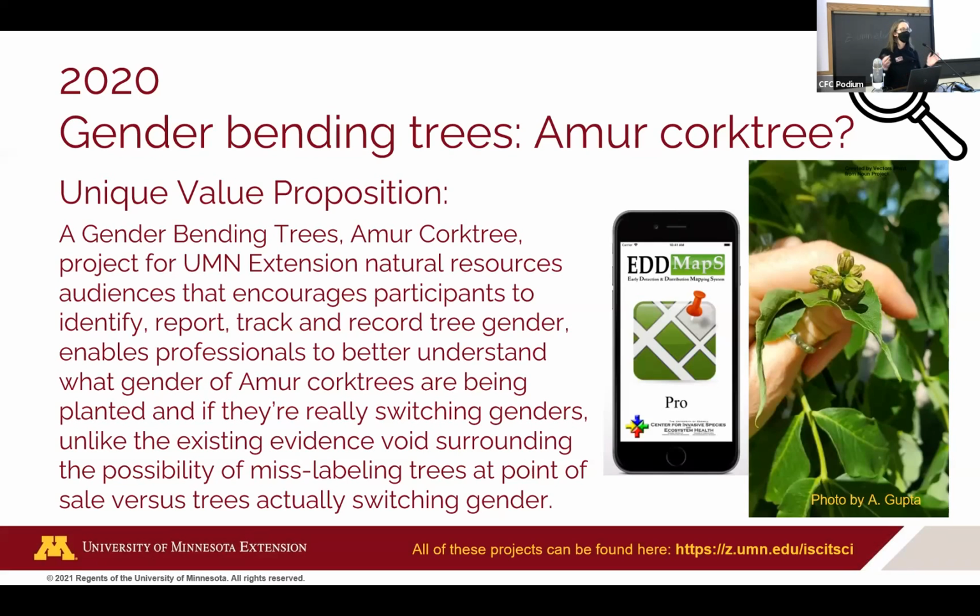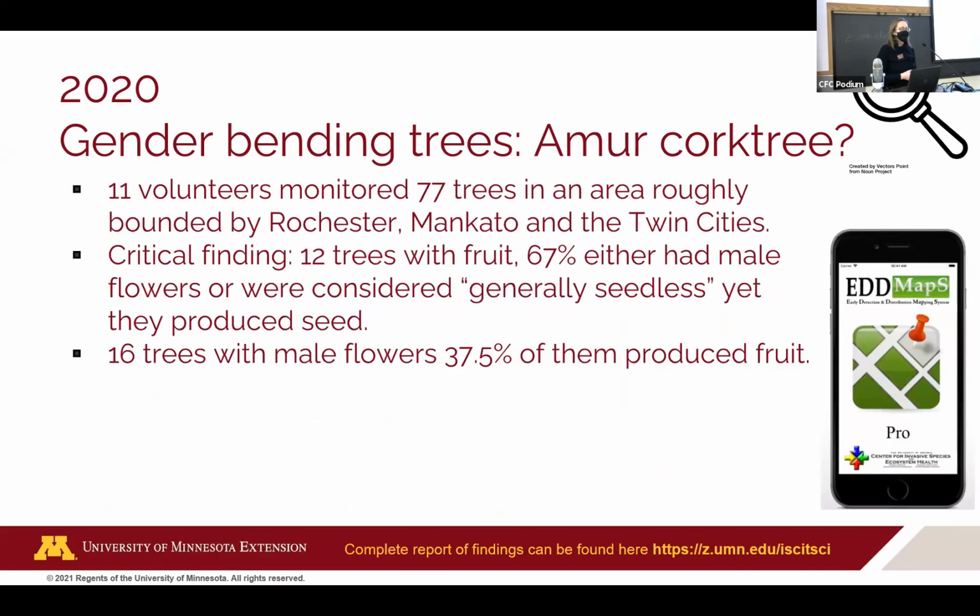And if you're not familiar with RPR tree, it's being planted in some municipalities to replace ash, and it has shown invasive qualities in other states. And then it appeared that it might be changing. So if you planted a male cultivar, it might be producing fruit, which was not the desired outcome. So trying to better understand this. Only 11 volunteers actually finished this project with me. So not a very big group, but they monitored 77 trees in an area roughly bounded by Rochester, Mankato, and the Twin Cities.